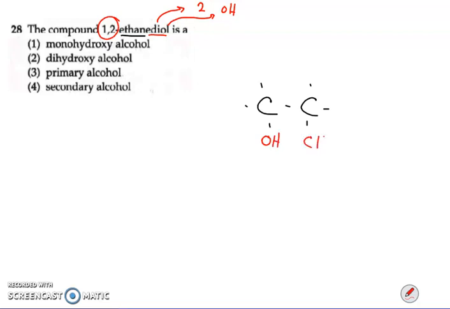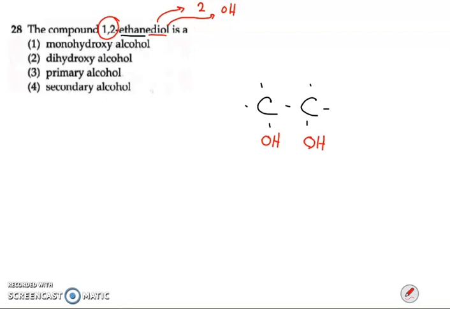Ethanediol. So first, start with the root eth. So you're going to have 2 carbons. Then we're going to have the suffix diol. Di means 2, ol means OHs. So we're going to have 2 OHs. And where are they going to be? They're going to be on the first and second carbon. So we're going to have an OH on the first carbon and an OH on the second carbon. This is a compound that has 2 OHs.